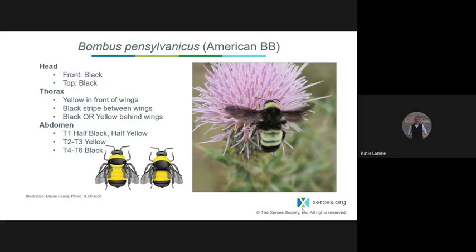And then when we look at the abdomen, as we should have learned in the previous presentation, the abdomen is made up of 6 different sections on a female bee, and each of those sections is called a tergite. So here T1 stands for tergite 1. It is the closest section to the thorax, all the way down to T6. For pennsylvanicus, T1 is usually in our area half black and half yellow, although it can be completely yellow. T2 and T3 are also yellow, and then T4 through T6 are black.